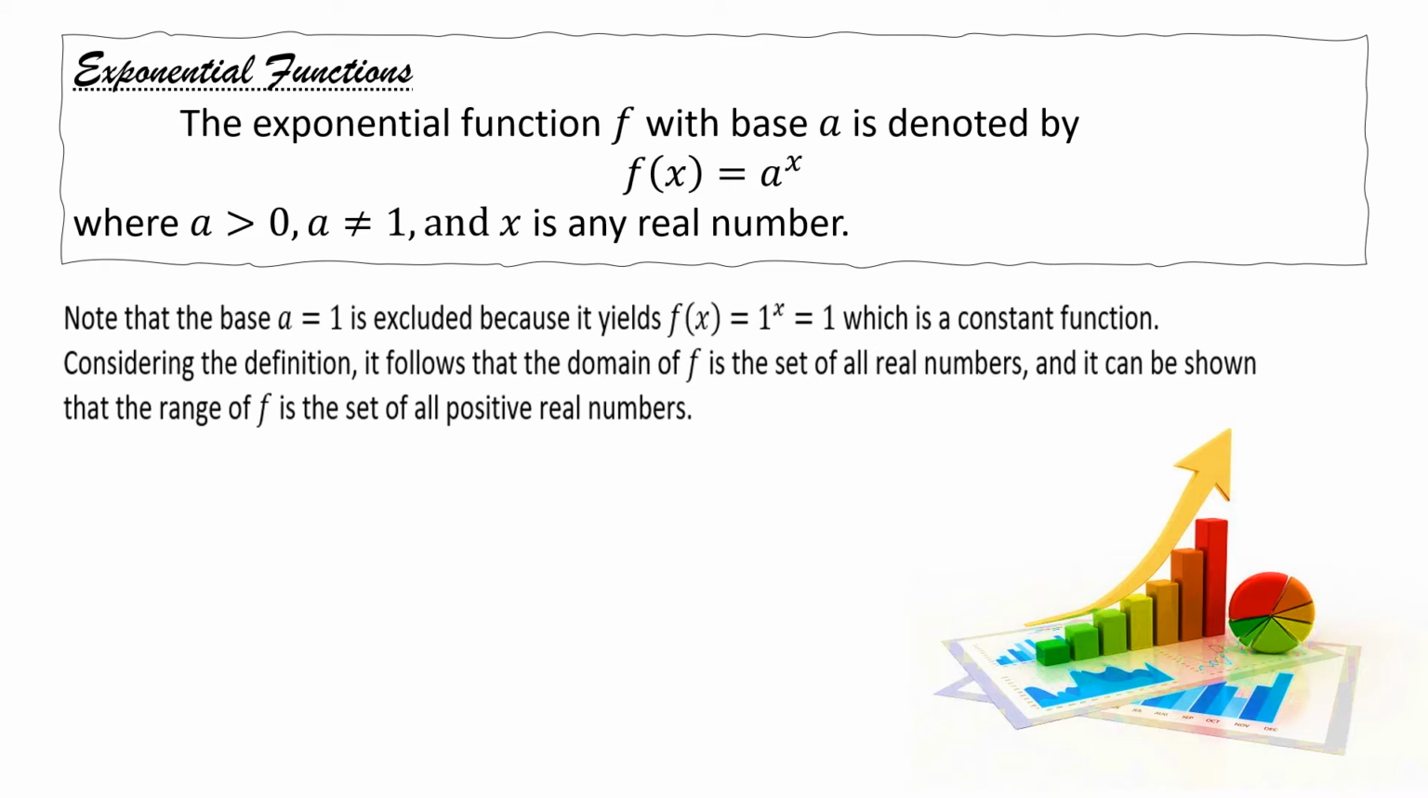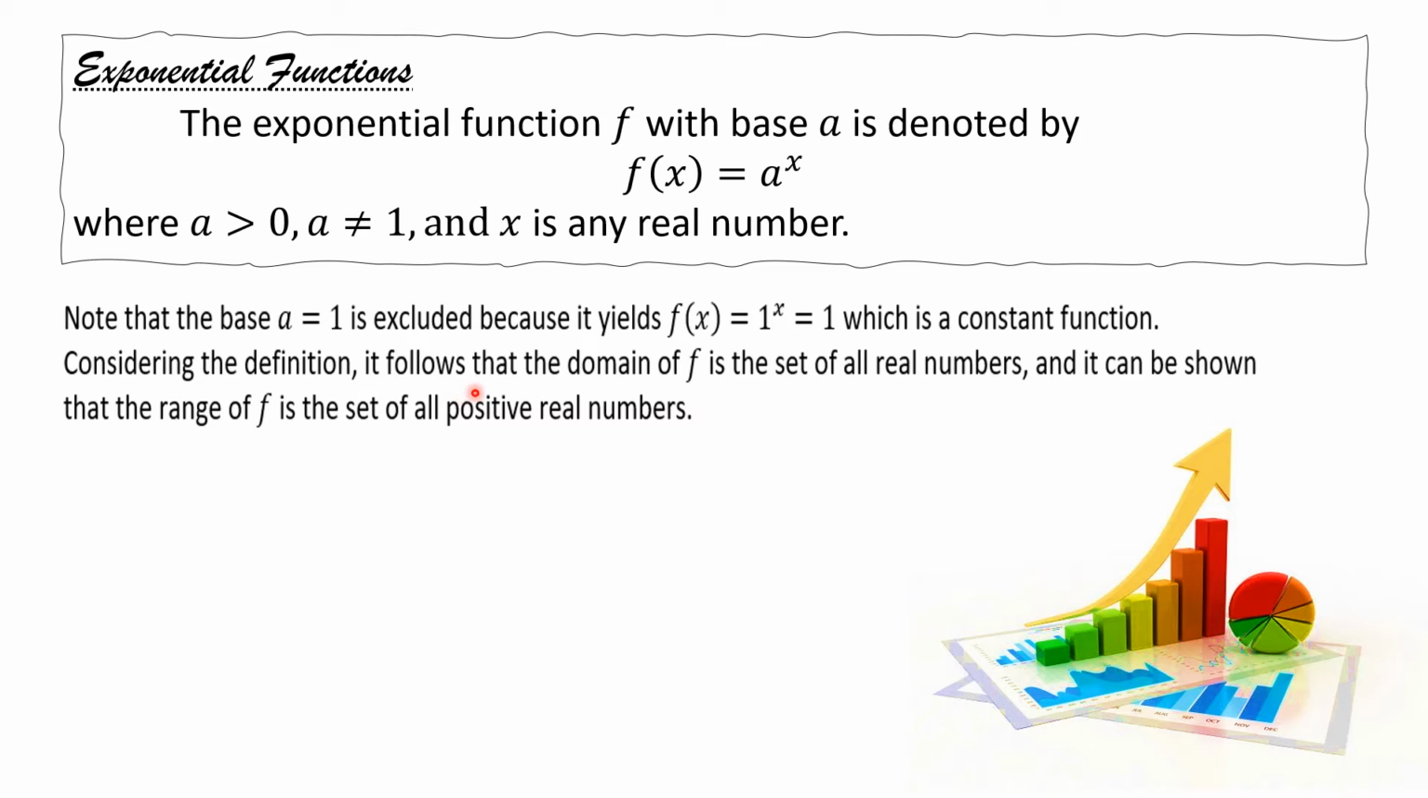So, the exponential function f with base a is denoted by f of x equals a exponent x, where a must be greater than 0 and a must not be equal to 1, and x is any real number. So, why is it that the base a must not be equal to 1? Note that the base a equals 1 is excluded because it yields f of x equals 1 exponent x equals 1, which is a constant function.